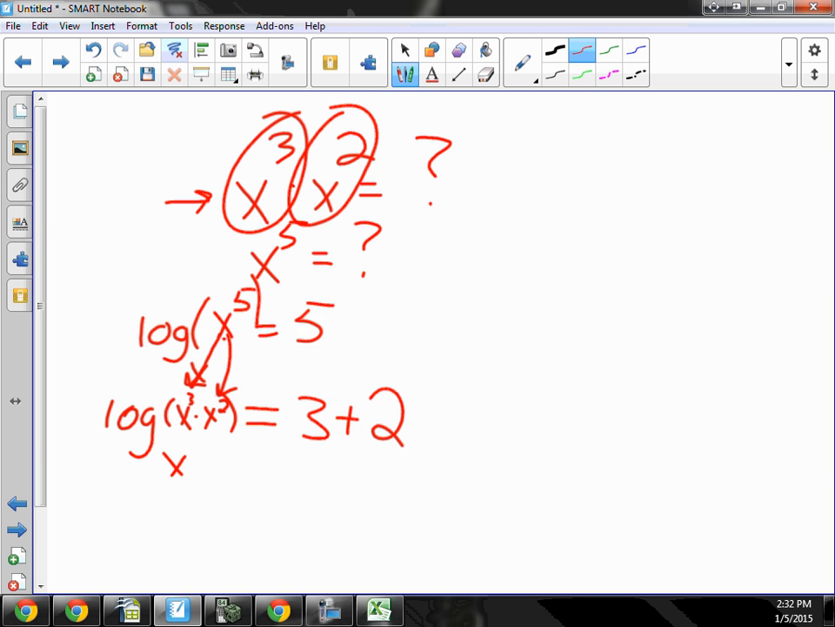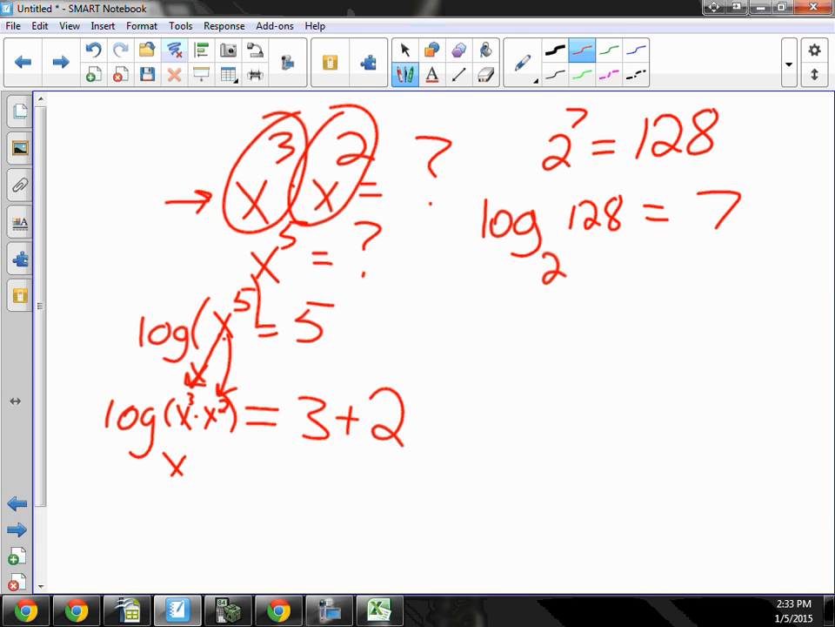Okay, maybe if I use numbers it would make more sense. So let's say 2 to the 7th is 128. So log base 2 of 128 equals 7. What's a big number that goes into 128? How about 32? What is 128 divided by 32? So log base 2, if I split this into 4 times 32, I haven't changed the problem. What's the result on this side? How does the 7 split? 2 plus 5.